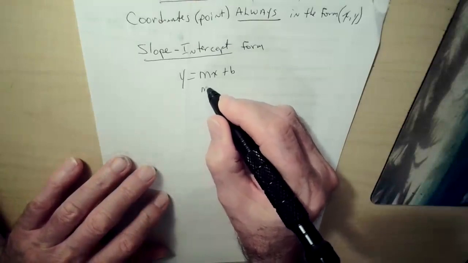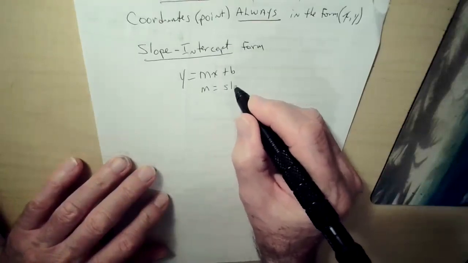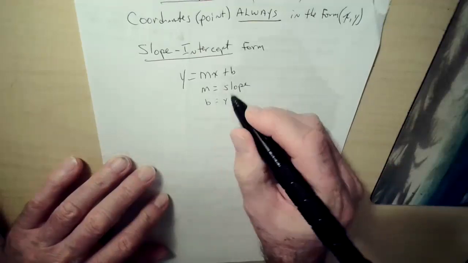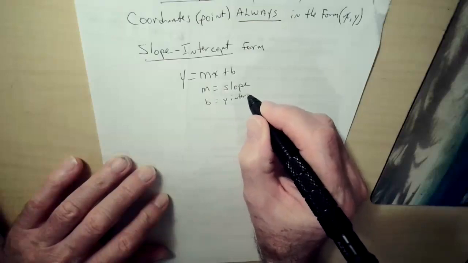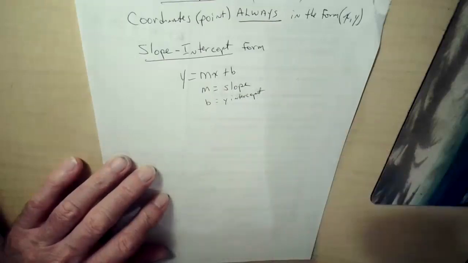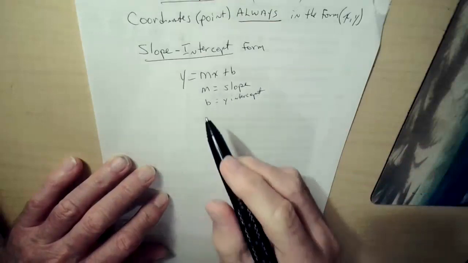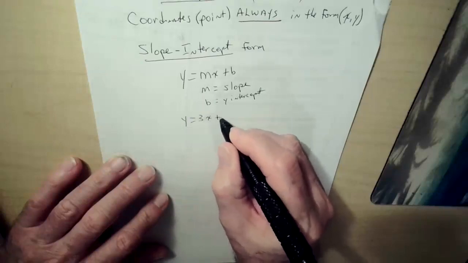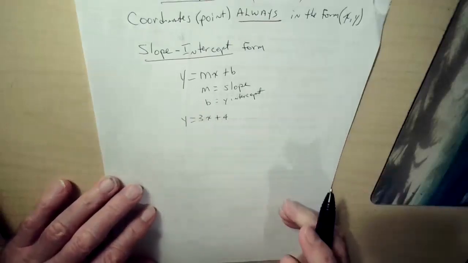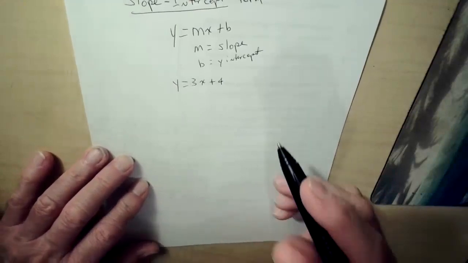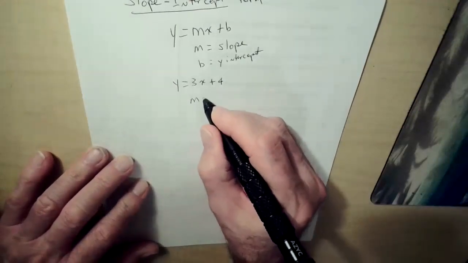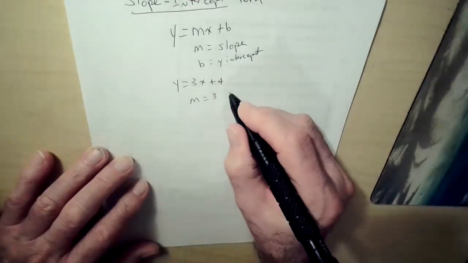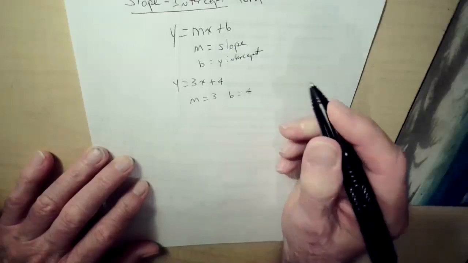where m is the slope and b is the y-intercept. Okay, whatever number is here. So if we have that y equals 3x plus 4, our slope is 3, and the y-intercept we call b, and the y-intercept is 4.